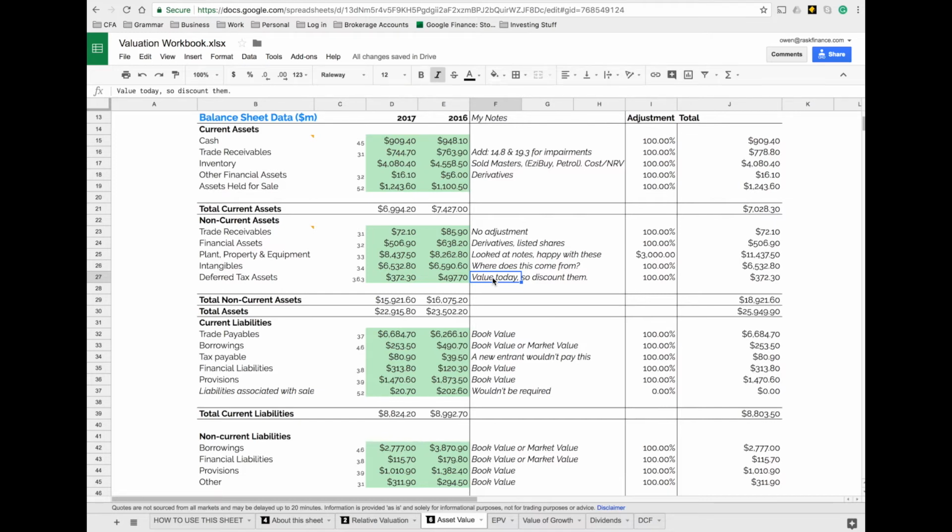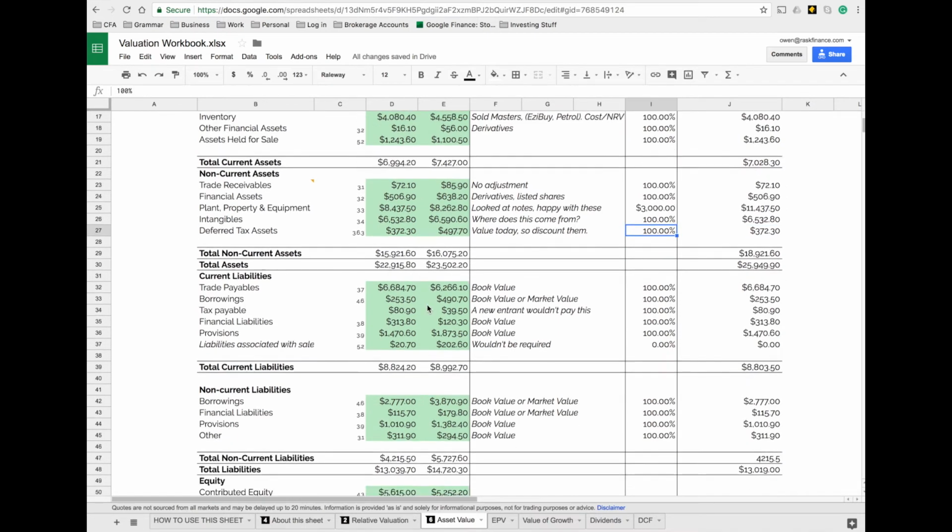And then when we discount them back to today's dollars. For simplicity, once again, I've just said that we're carrying it at 100% of the value and that a new competitor would have to have deferred tax assets, even though they may not. In real life, if a new competitor sprung up today, they may not have deferred tax assets, although they could have more, they could have less. There's no way for me to really know for certain, so I've just said we'll carry that at 100%.